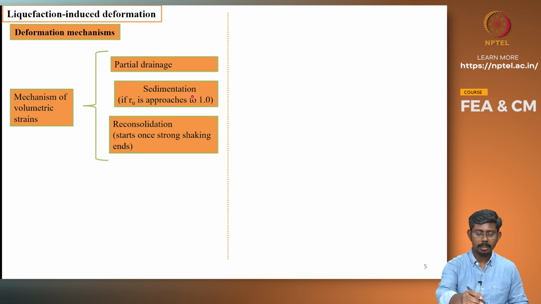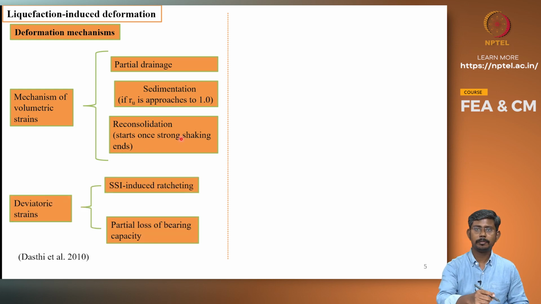The sedimentation is the one which has a predominant effect in case of the level ground deposits, where when the soil deposit reaches initial liquefaction, that is r_u approaches 1, it is almost in a fluidized state and the soil particles will sediment, the result of which would be a huge volumetric strain, an excessive settlement. And the reconsolidation is the volumetric strain due to the dissipation of excess pore water pressure that occurs after the shaking ends.